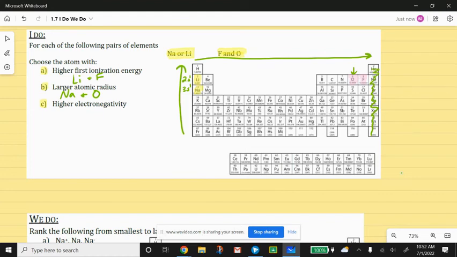So for sodium and lithium, the one that has the higher ionization energy, we said, was lithium. Also, because it's smaller, it's going to be able to attract electrons to its nucleus in a bond better. So lithium is going to have a higher electronegativity. Same thing, fluorine is going to have a higher electronegativity, not only because it has a greater nuclear charge, the valence electrons being held a little bit closer to the nucleus, but fluorine actually has the highest electronegativity value on the periodic table. So in a tug of war over electrons, fluorine is always going to be the winner.